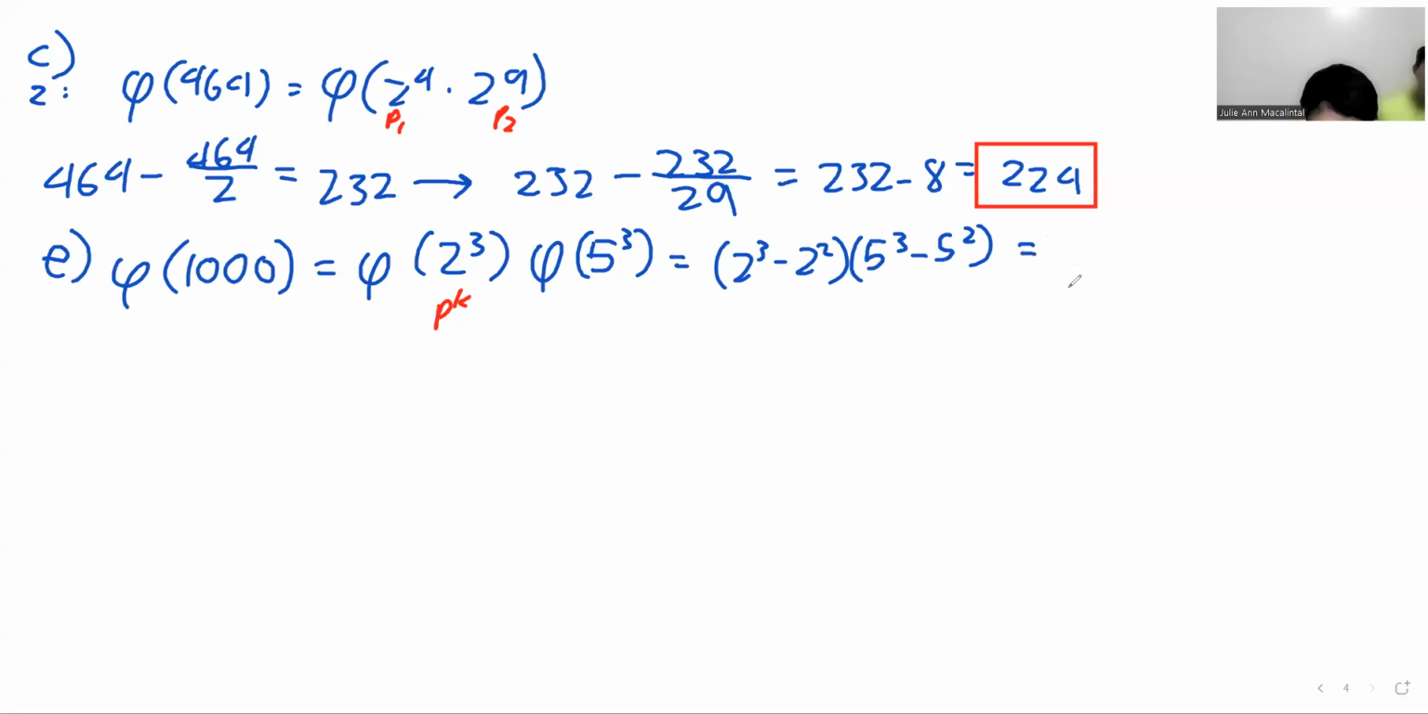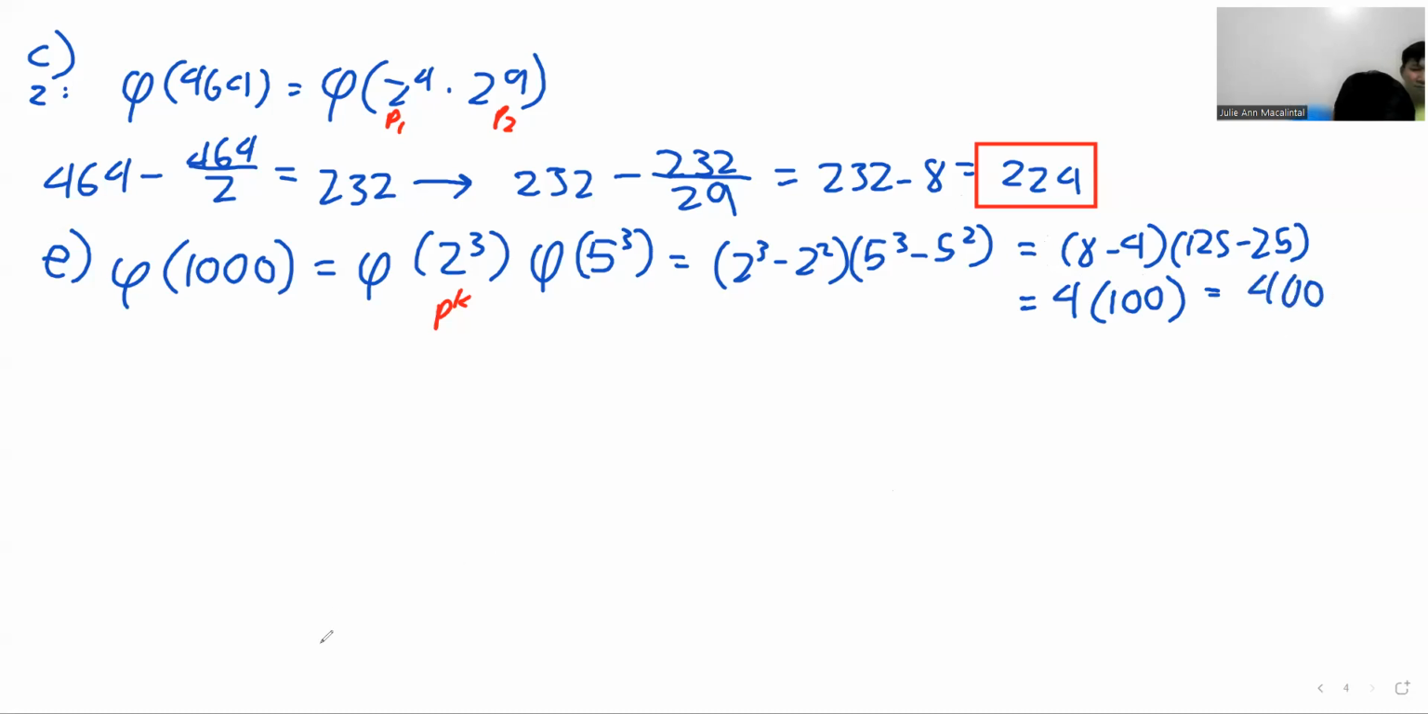Yes, you draw the answer. 2 cubed is 8, minus 4 times 125 minus 25. Yes, continue below here. 4 times 100 equals 400. Okay.